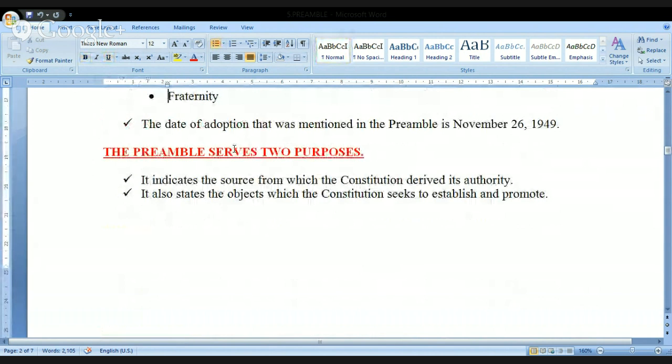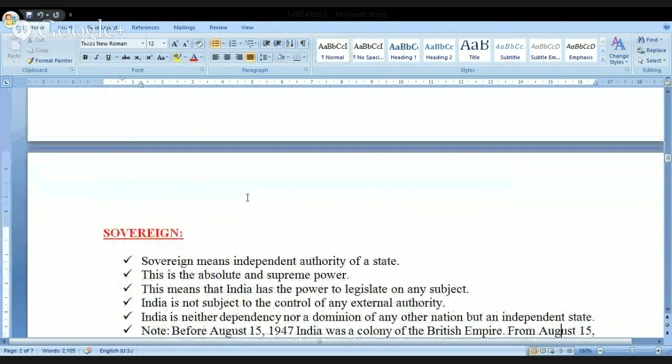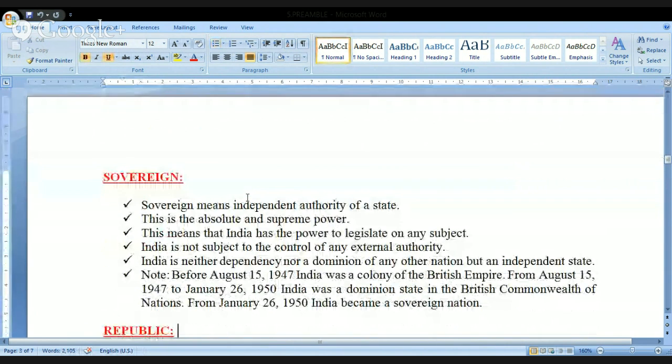Next, the preamble serves two purposes. So what are these two purposes? Number 1, it indicates the source from which the Constitution has been derived. The Constitution derived its authority from the people. And it also states the objects which the Constitution seeks to establish and promote. Number 1, what is the source? Number 2, what are the objects? Next, let's try to understand these words one after the other.